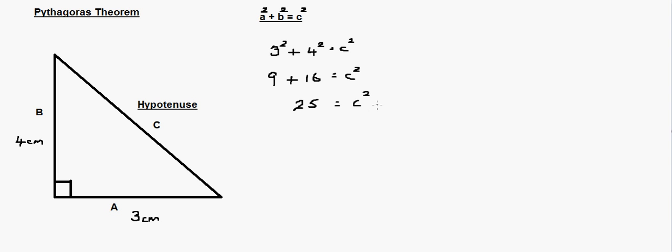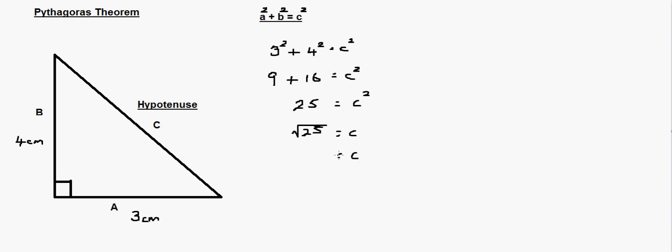Now the examiners don't want to know what c squared is, they want to know what c equals. So c must be whatever number multiplied by itself gives us 25. Okay, so the reverse of squaring something is to find the root. So we would find the root of both sides technically. So the root of c squared is c. So we need to find the square root of 25.